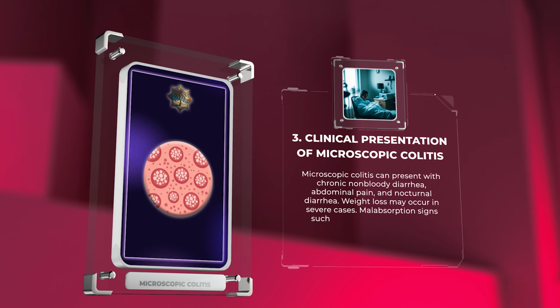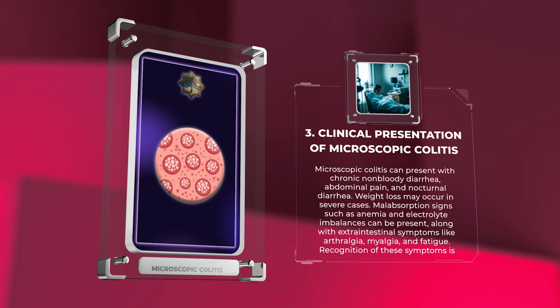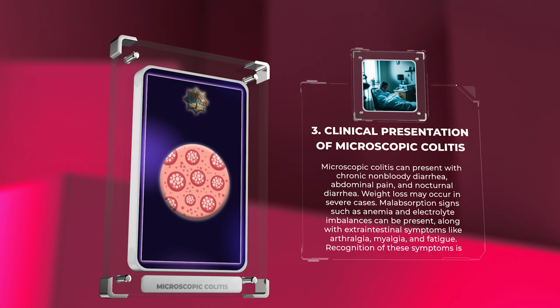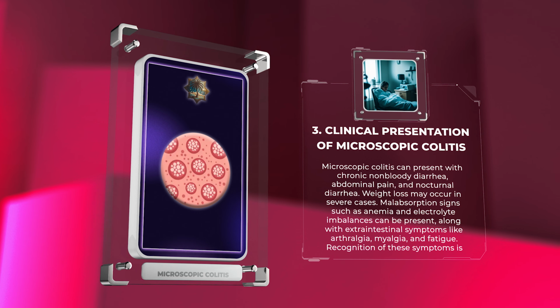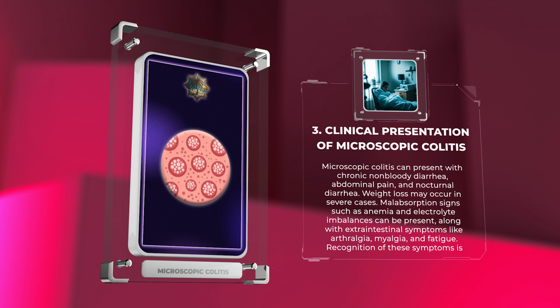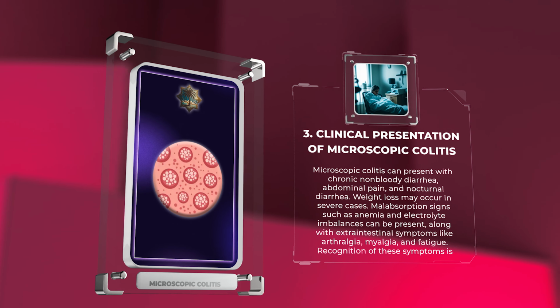Microscopic colitis can present with chronic non-bloody diarrhea, abdominal pain, and nocturnal diarrhea. Weight loss may occur in severe cases. Malabsorption signs such as anemia and electrolyte imbalances can be present, along with extraintestinal symptoms like arthralgia, myalgia, and fatigue. Recognition of these symptoms is crucial for diagnosis.